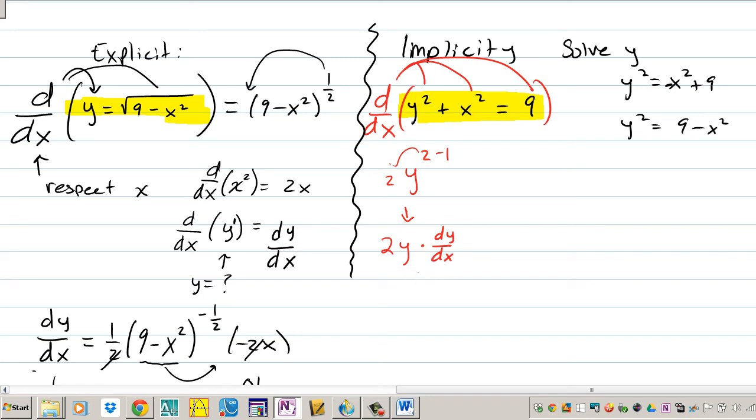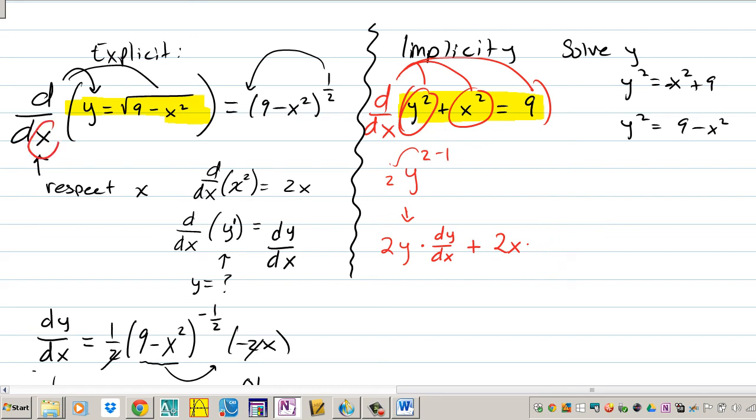We have to do this because we don't know if y is changing with respect to x. I'm sorry, we don't know if dy dx is a factor of y. So that's the derivative of y squared. What is the derivative of x squared with respect to x? Well, it's 2x, but I don't have to write dx over dx, because if I have dx over dx, that just goes away as 1.